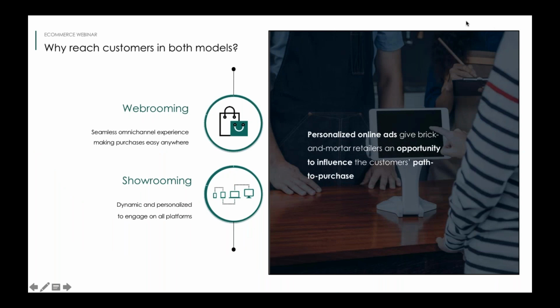Why reach customers in both models? Continuing on with a lot of this, the seamless omni-channel experience is the way. And it lives in our lives more than we even think. I think we do it in our advertising and with our marketing more than we realize. You want people to understand what your brand is across the spectrum, and that is the basis for omni-channel.